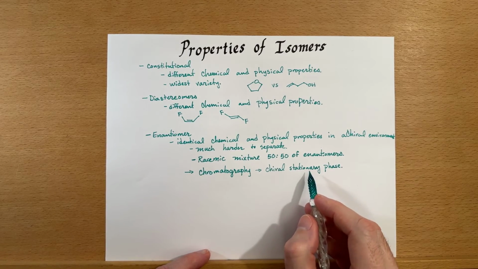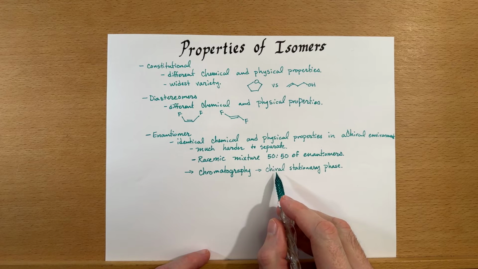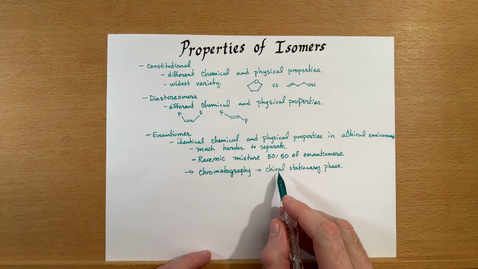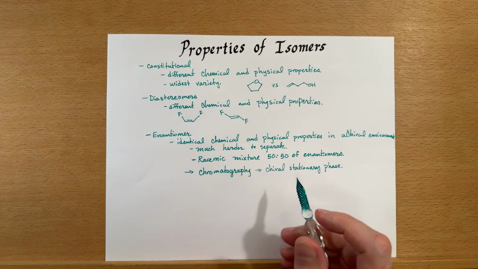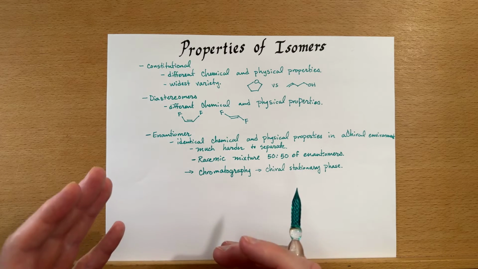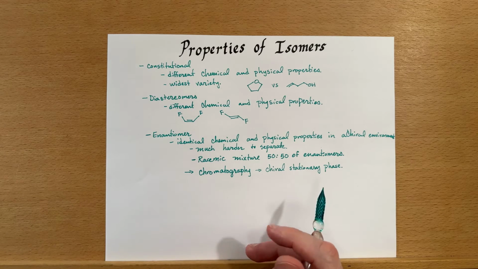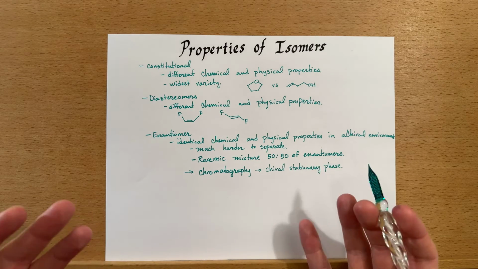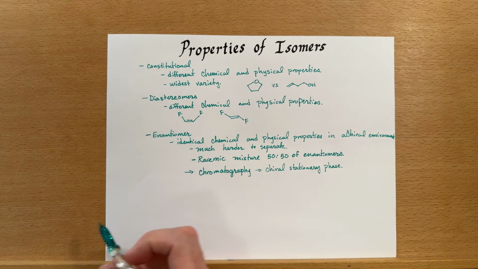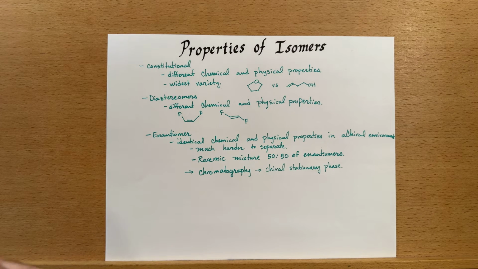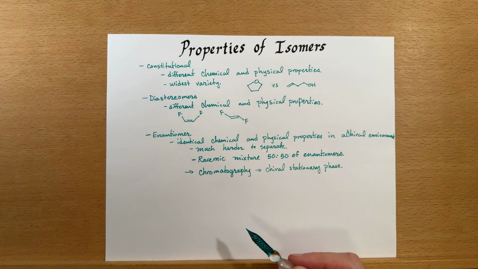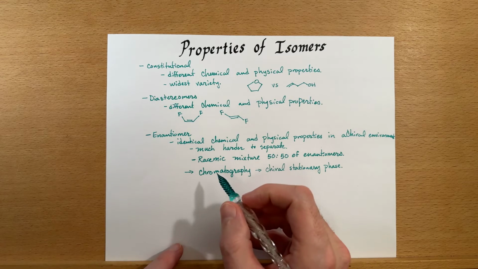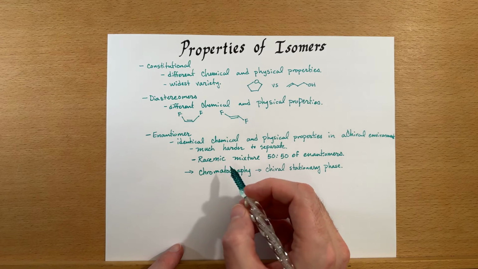And if the stationary phase is chiral, then one of the enantiomers will interact with it better than the other. And that provides a little bit of separation. And you can take advantage of that to isolate one and then the other isomer by running the column. And you can even do this with different machines that have a chiral stationary phase. And that's pretty common in order to evaluate what type of compound you made.